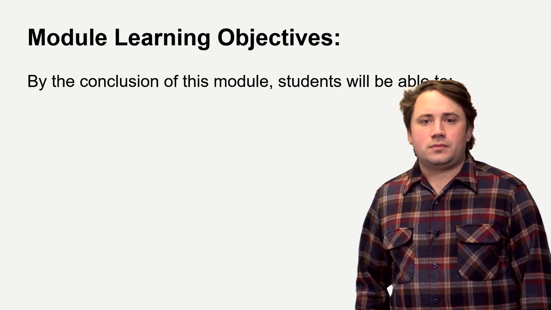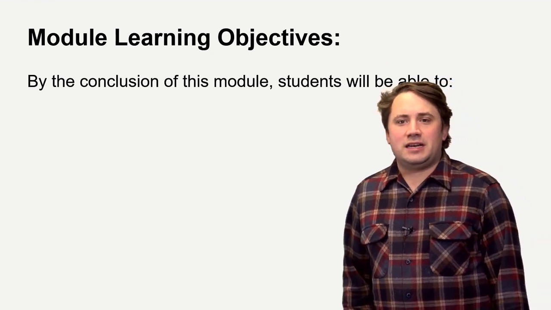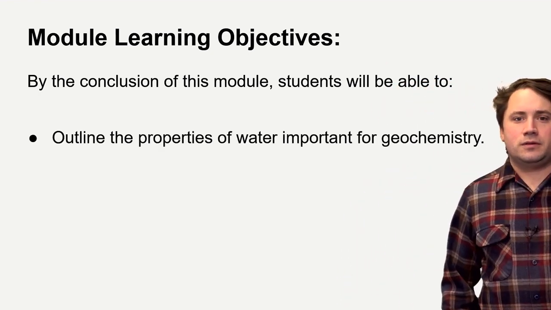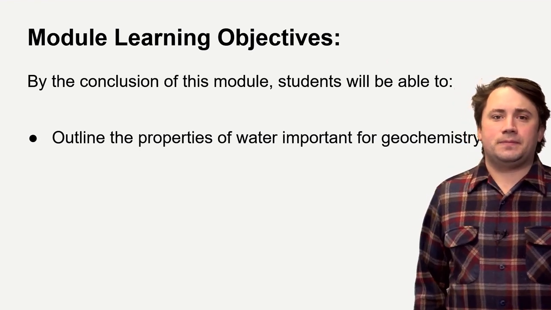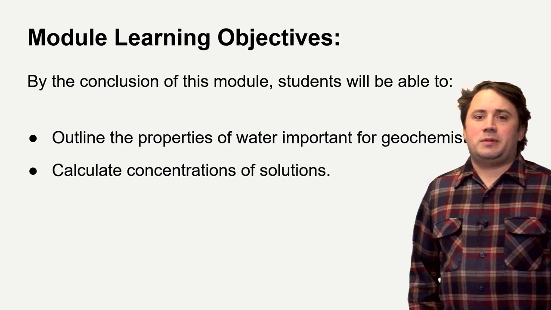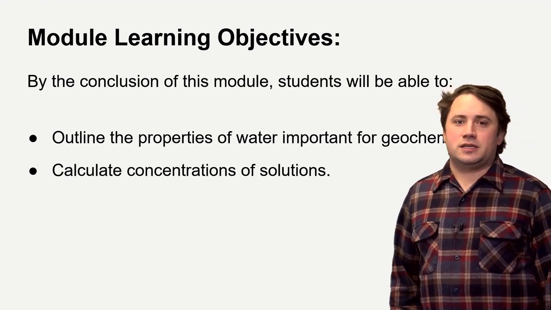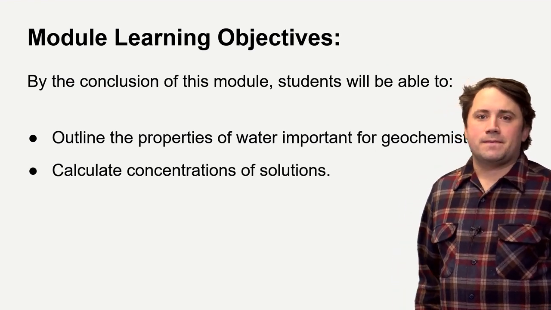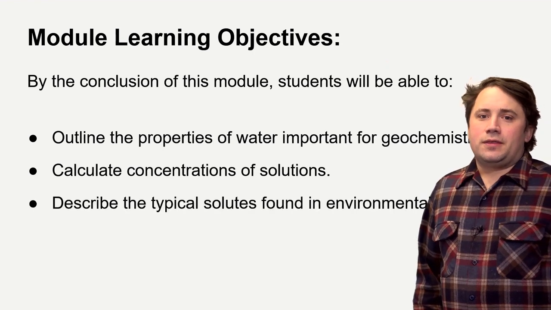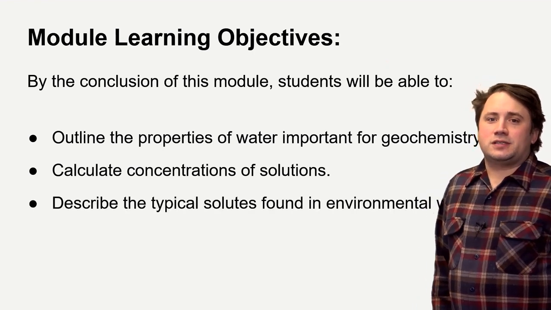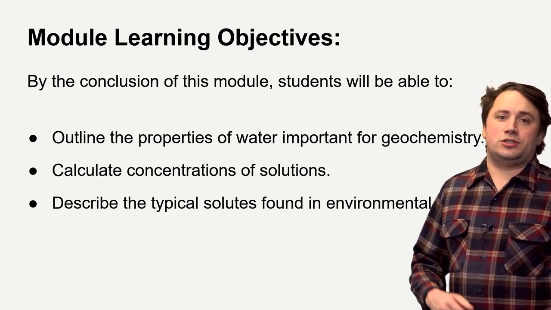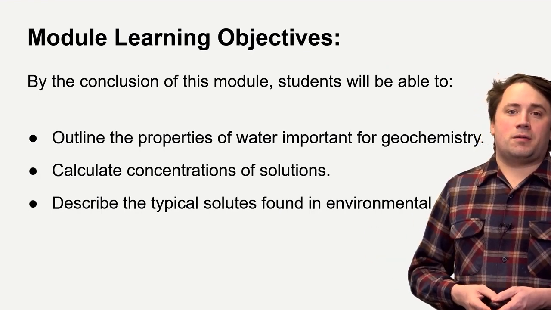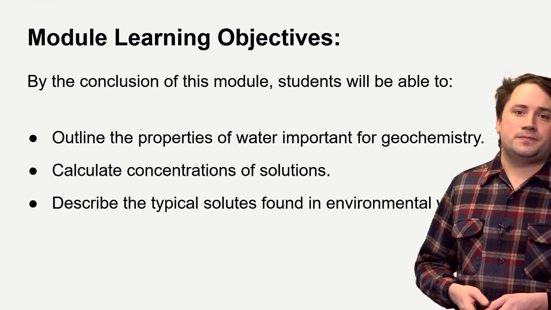So, by the end of this module, you'll be able to first outline the properties of water that are important for geochemistry. Secondly, you'll be able to calculate concentrations of solutions in a variety of units. And thirdly, you'll be able to describe the typical solutes that are found in environmental waters. So this module is a general overview of the properties of water and environmental waters.